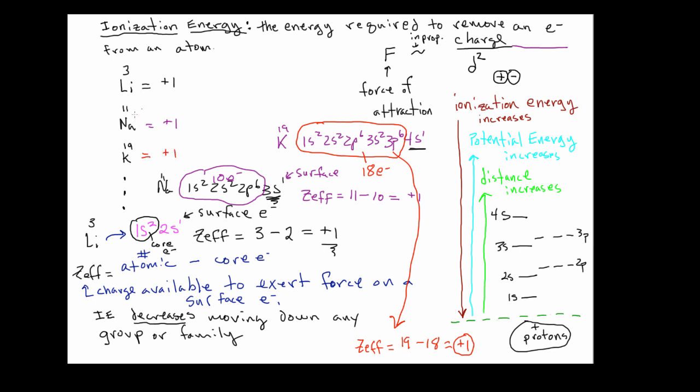And if you continue doing these calculations all the way down this group to francium, this is what you're going to find out. So the bottom line is that moving down any group, your effective nuclear charge, this is the charge that is exerting force on the surface electron, is constant. So the charge value is not changing as we move down any group on the periodic table. Now what we need to do is deal with this distance factor in order to understand why the trend works the way it does.